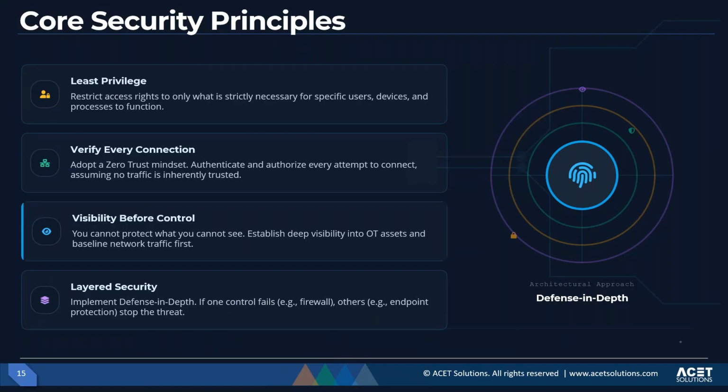Ultimately, all of these principles tie back to visibility. You cannot secure the asset, network, or process that you cannot identify or observe. Understanding this environment is a prerequisite to designing and enforcing effective ICS security.